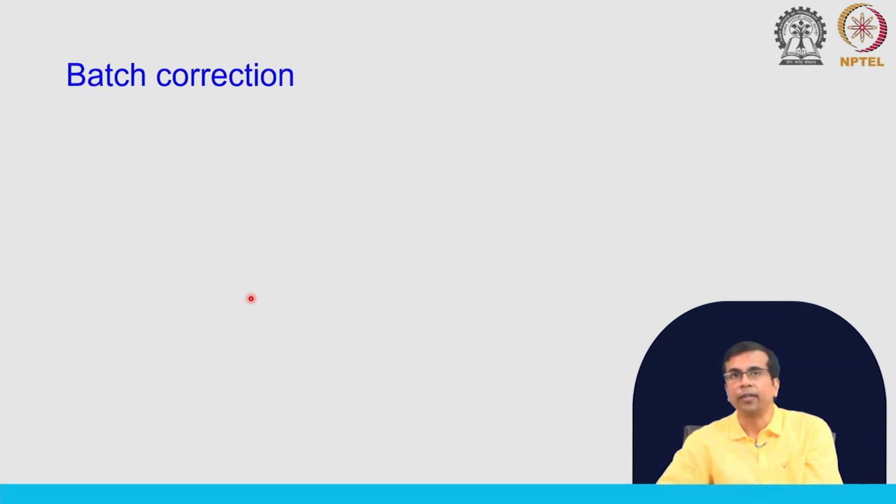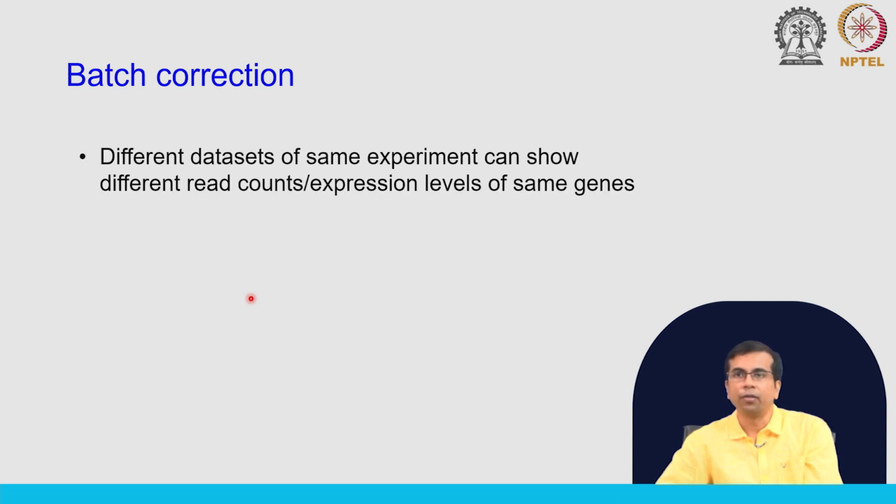Okay. So, one final thing that I wanted to discuss is something called batch correction. What happens is when you want to combine different data sets of the same experiments. When you want to combine these different data sets, they can show different read counts and expression levels of the same genes. And this is something that we very often see.